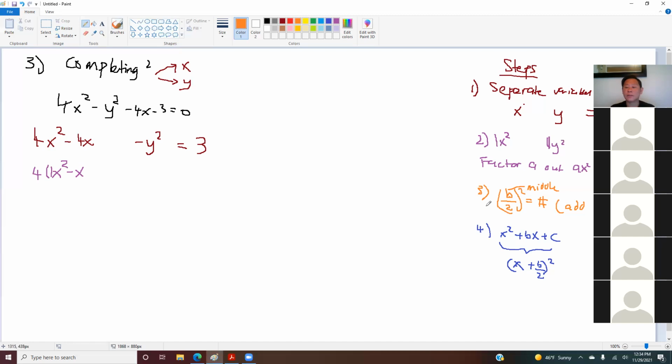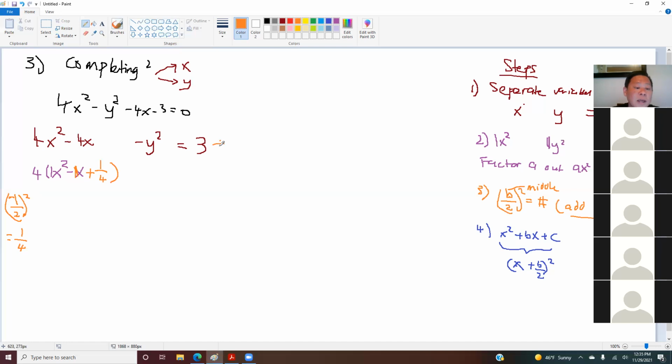And then the third step is to take your middle term. This is your middle term. So it's negative 1. And you over 2 and you square it. So this is your third step. Take your middle term, over 2, and square. So when you square this, it is 1 over 4. So you will add 1 over 4 here. Now, you say you have to add it to both sides of the equation.